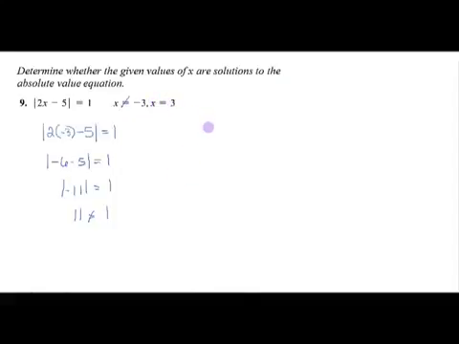Let's try x equals 3. Absolute value of 2 times 3 minus 5 equals 1. So the absolute value of 6 minus 5 equals 1. Absolute value of 1 equals 1. So 1 equals 1 is a true statement. That must mean that x does equal 3.